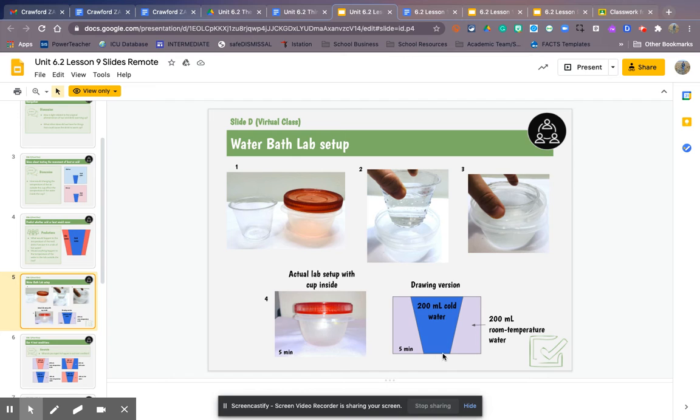So this little insert here, this blue part in the middle, represents the cold water in the smaller cup. This purple color on each side represents the water that's in the larger container. It's purple because red and blue make purple, and red is hot, blue is cold, and if it's room temperature, it's a little mix of cold and hot. So that's why it's purple.